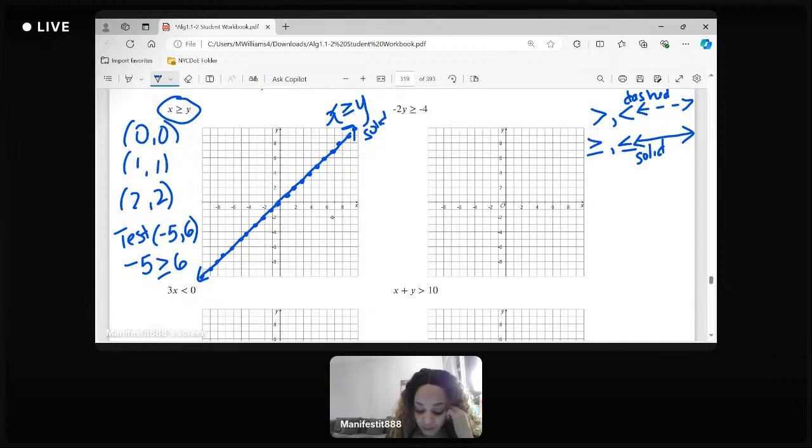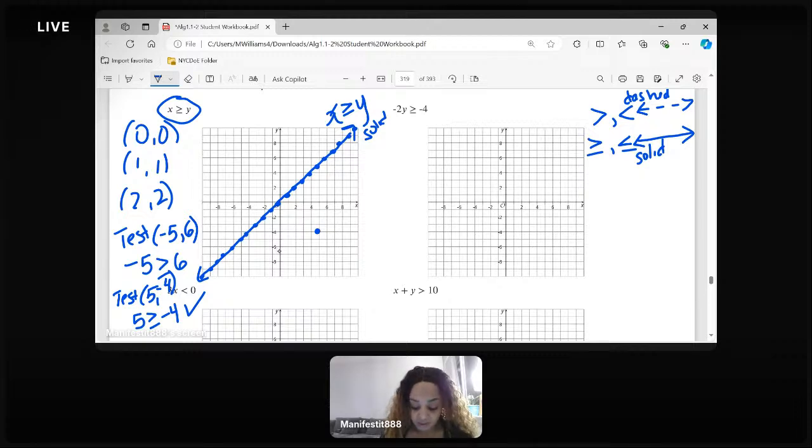So I'm going to test a point over here below the line and see if that works. For example, I could choose the point 5, -4. Is it true that 5 is greater than or equal to -4? Yes, absolutely. That point is going to work. So one possibility is 5, -4 is in my solution set. As a matter of fact, if I choose any point below the line, the inequality will be true.